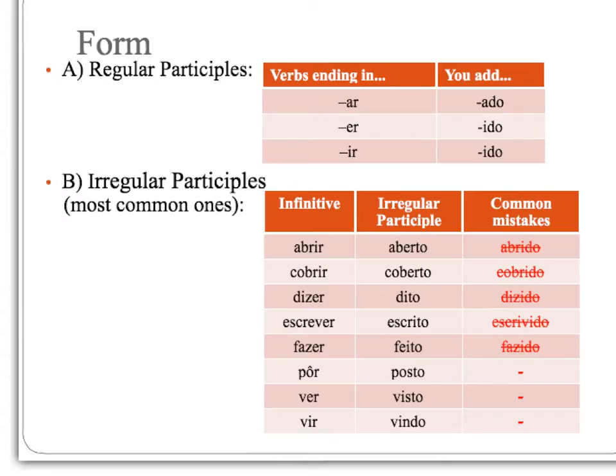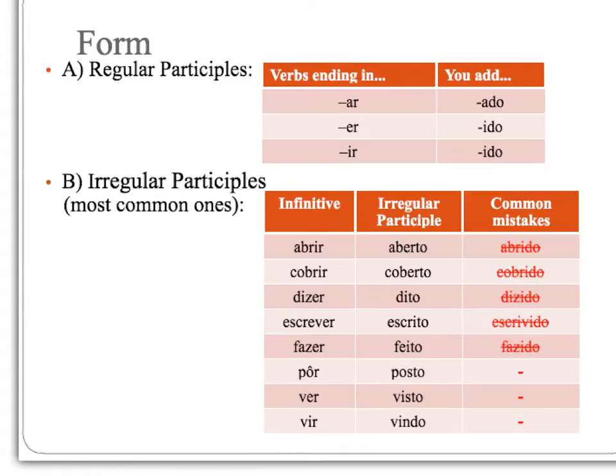So the past participle or the participle in Portuguese, okay, it has two different forms that you can find. The regular participles, they're simple, and pretty much what you would do is that verbs ending in AR, you would cross the AR and add ADO. Okay, verbs ending in ER, you cross the ER and add IDO, and IR, you cross it and add IDO as well. So for ER and IR, the ending is the same.